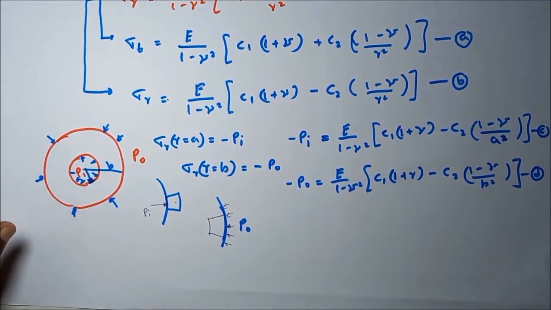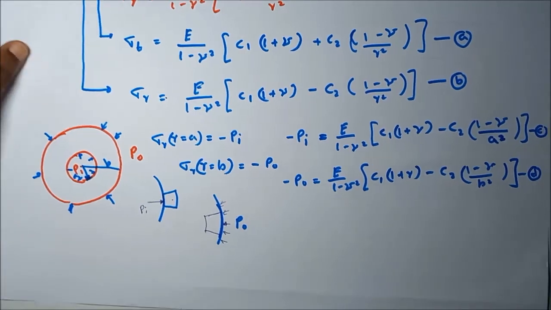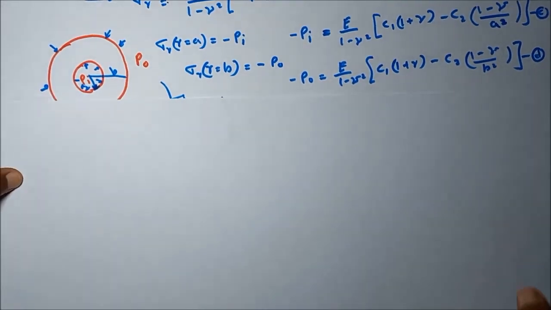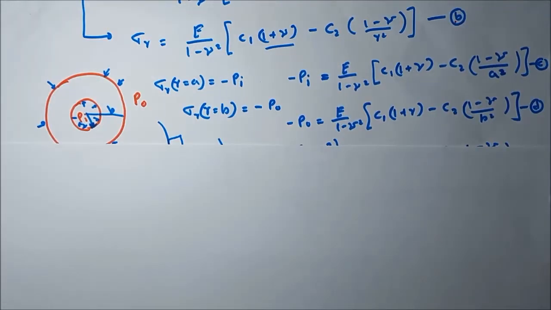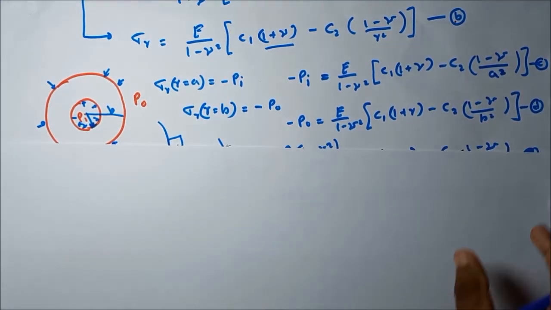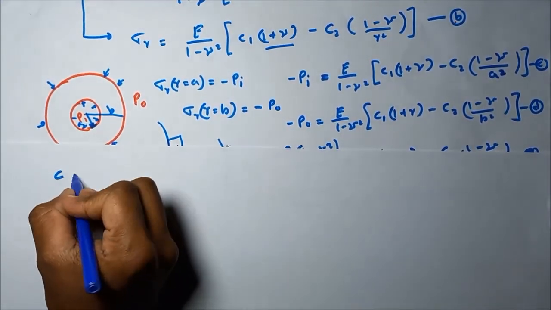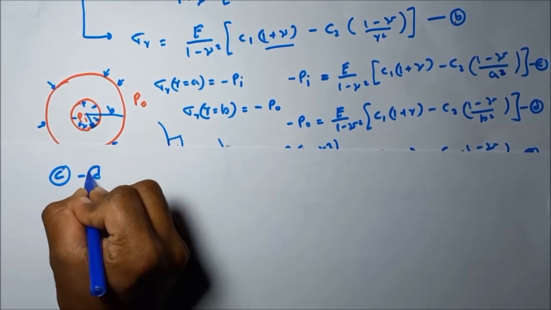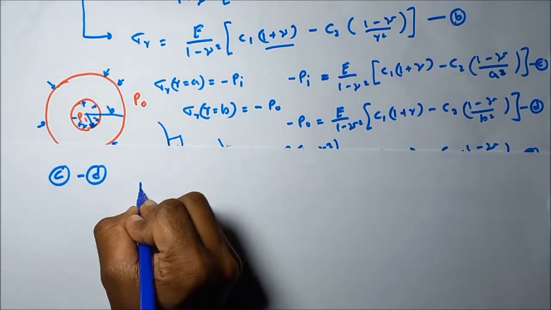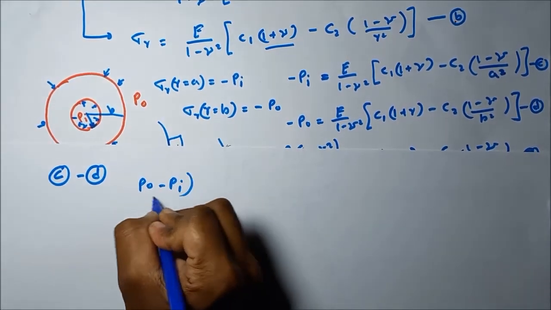I'm going to subtract CD. Okay, I'm going to subtract these two equations. In here I'm going to consider C minus D, equation C minus equation D. Here we are having P naught minus the Pi.